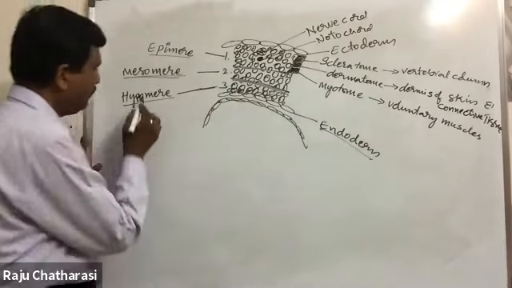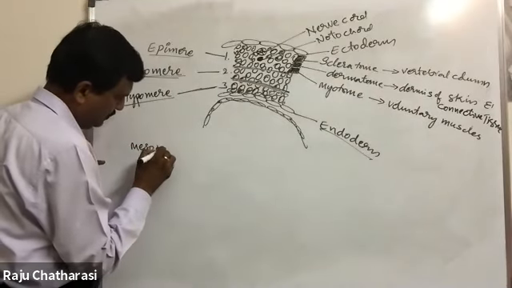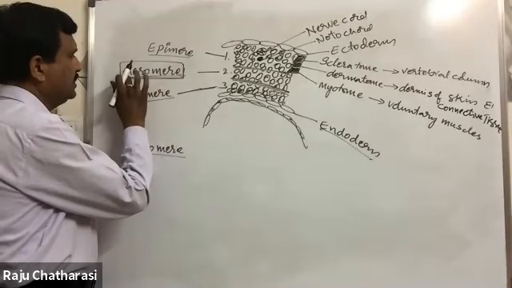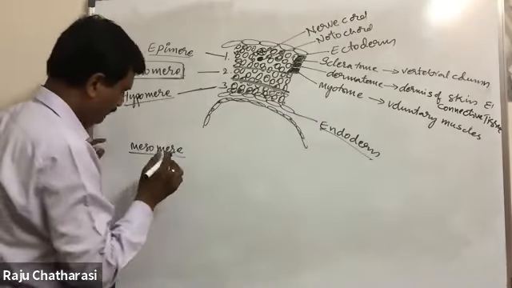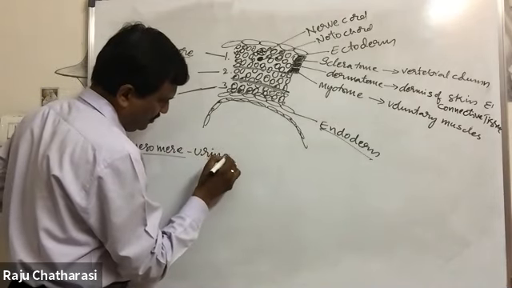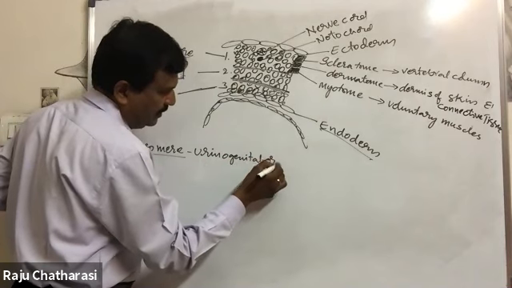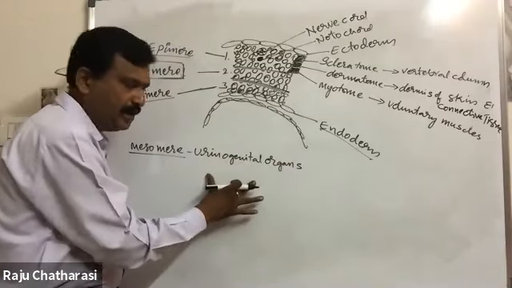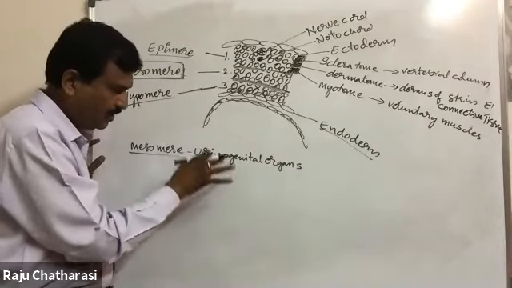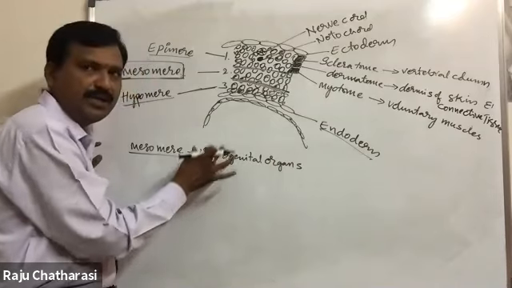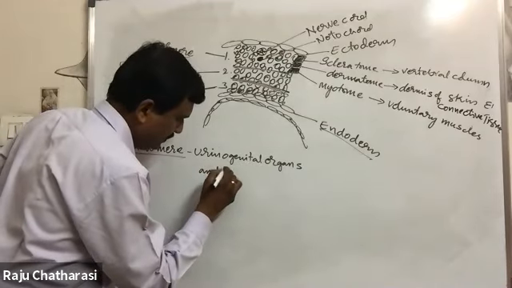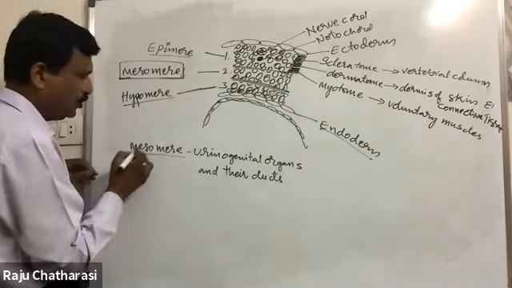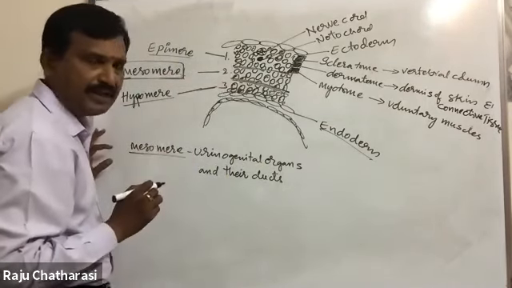Next, mesomere and hypomere. See beta, mesomere. This part, mesomere, in further developmental stages develops into urinogenital organs. Urinogenital organs means kidneys, urinary bladder, ureters, and reproductive organs, the excretory organs and reproductive organs and their ducts. These parts derive from the mesomere of mesoderm, right?